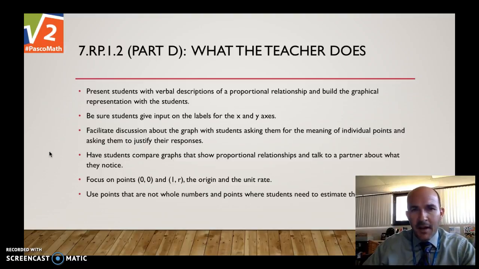Have students compare graphs that show proportional relationships and talk with a partner about what they notice. Hopefully they make connections that a proportional relationship needs to be a straight line and does go through the origin. Focus on those points again, (0, 0) and (1, r), the origin and the unit rate. And sometimes use points that aren't whole numbers, points where students need to estimate the coordinates to figure out what the unit rate might be.